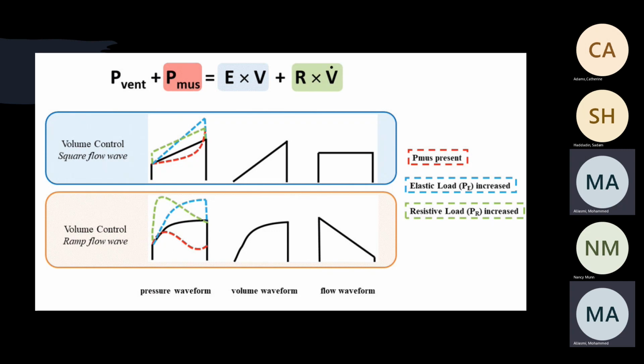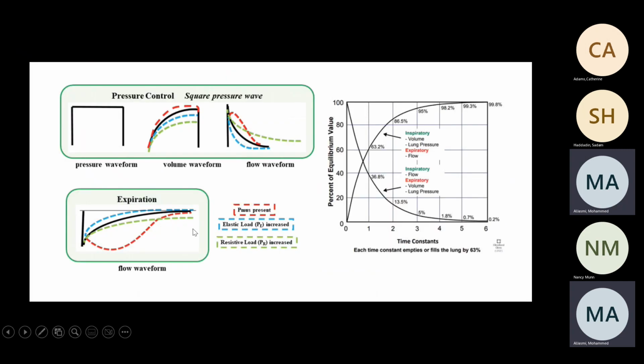For your question, Ramsha, PMUS, which is work shifting, is the red one. Do you see a red one in here? If you are pulling down during the pressure in volume control, that's when you have a PMUS. In pressure control, we see the PMUS mainly in the flow. Do you see this one? In the flow, okay?